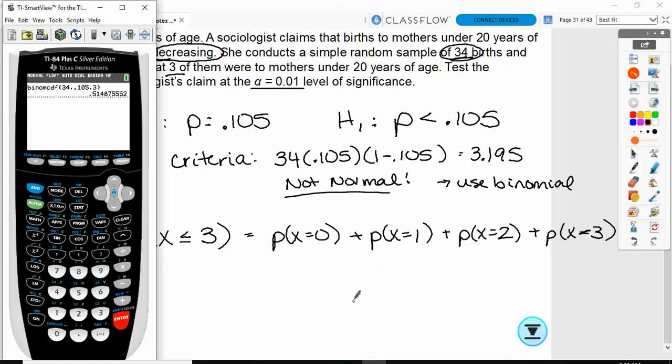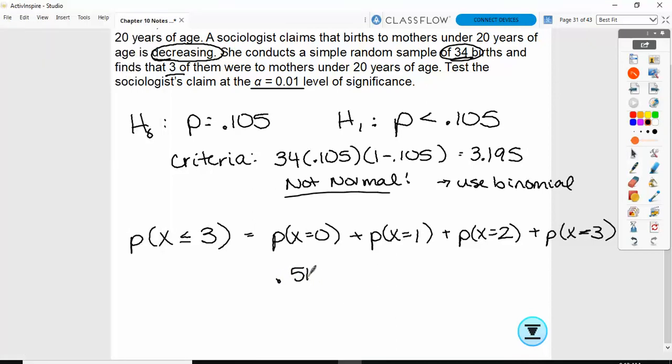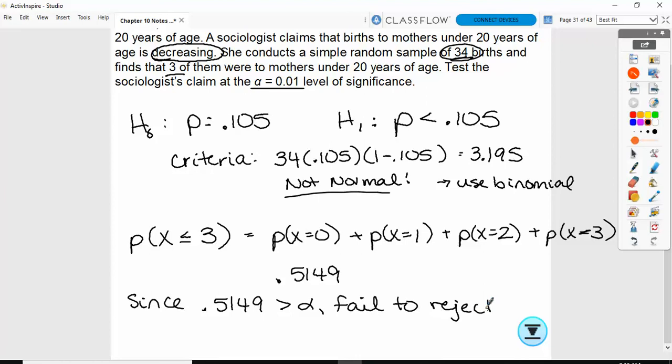All right, so you got 0.5149. Remember, when we're doing this p-value approach, when do you reject? If p is less than alpha. So 0.5149 is bigger than alpha, so that means we fail to reject. There is not enough evidence that the proportion has changed.